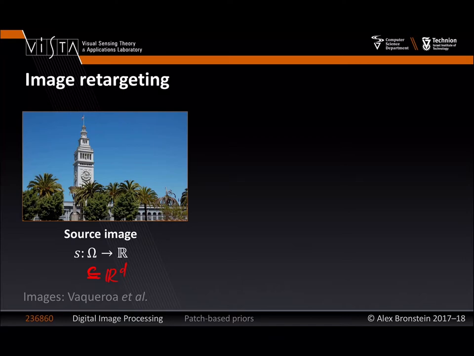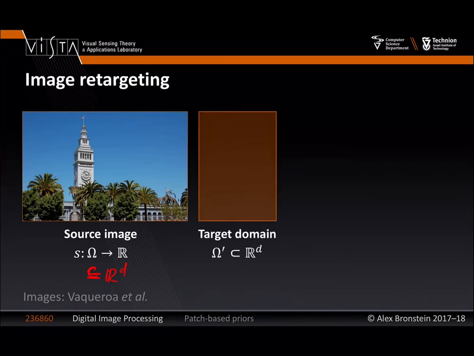Let's say this is an image on my TV screen, and I would like to retarget it to my vertical cellular phone screen. Obviously it has different dimensions and different proportions, right? How do I do that? So one way, let's say this is my target domain, let's call it omega prime. How do I do this?